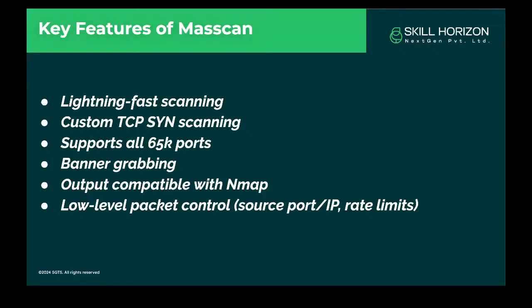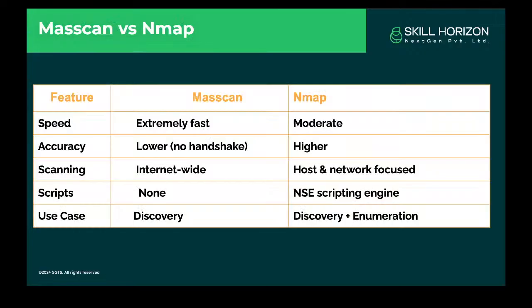If we talk about some of the key features of Masscan, it provides lightning-fast scanning, custom TCP SYN packet scanning, support for all 65,000 ports, banner grabbing, and output compatible with Nmap. You can check the output with Nmap for deeper analysis. It also offers low-level packet control, such as source port, IP, and rate limit. So these are some key features of Masscan.